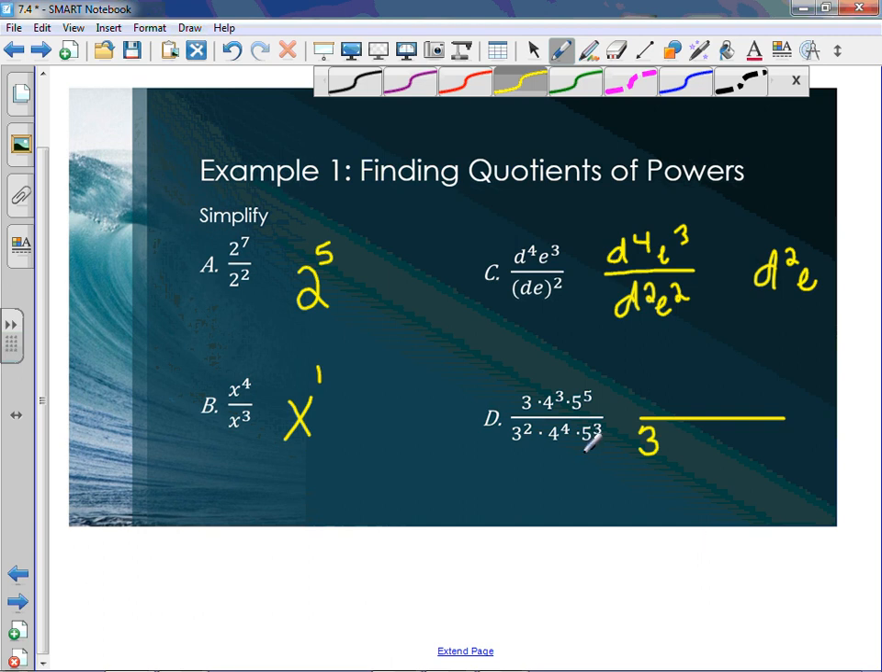Let's look at the 4's. 4 to the 3rd on the top, 4 to the 4th on the bottom, so the bottom wins by 1. And the 5's, the top wins by 2. Realistically, I can simplify this very easily to 25 over 12.